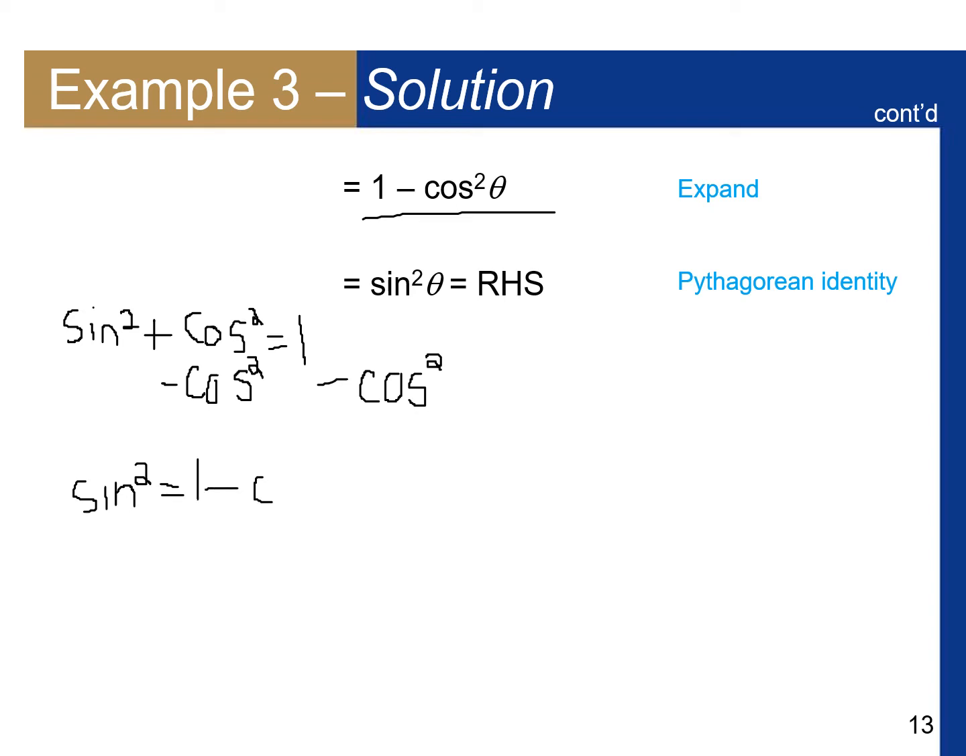So what I did is I took the Pythagorean identity that I know and I changed it to look like this. And I see that it is equal to sine squared, and then I can multiply it in. And guess what RHS means? Right-hand side.